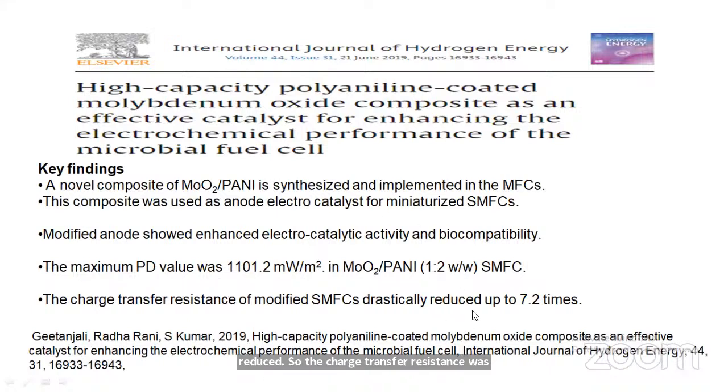And as we have seen, internal resistance is one of the major limiting factors which declines the efficiency of any microbial fuel system. So we need to get rid of this limitation. We need to somehow reduce the internal resistance, and it can be done by using modifiers or using nanomaterials and nanocomposites as electrode modifiers.